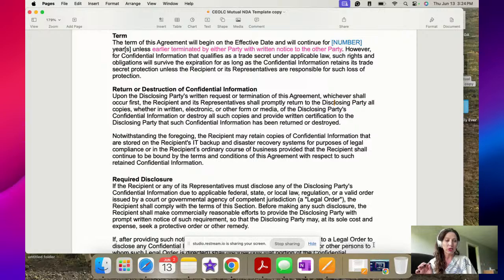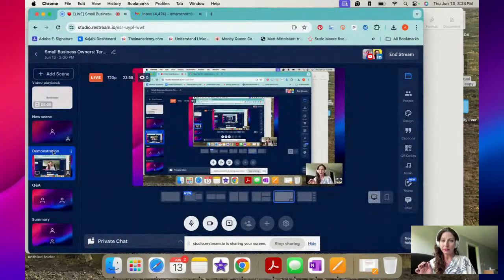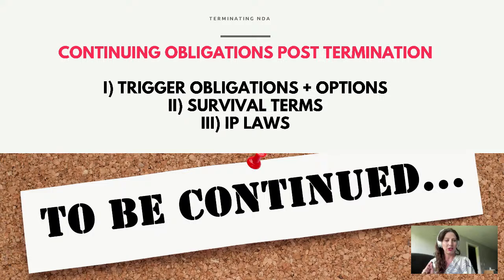That is great. So I'm going to return back to our scene here because we have gone through the three of these, and I'm going to revamp them in a slightly different way. So if you didn't follow, don't worry. I know it could feel like a lot. Continuing obligations post termination. One, there might be things in the NDA itself.